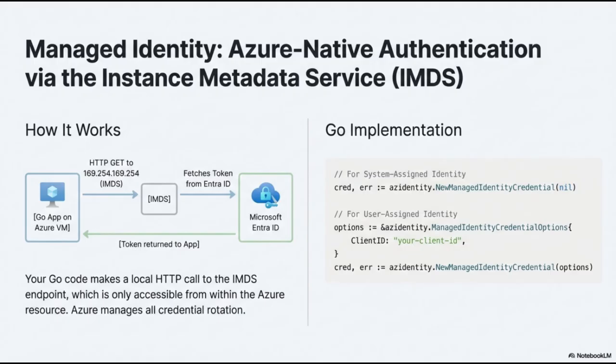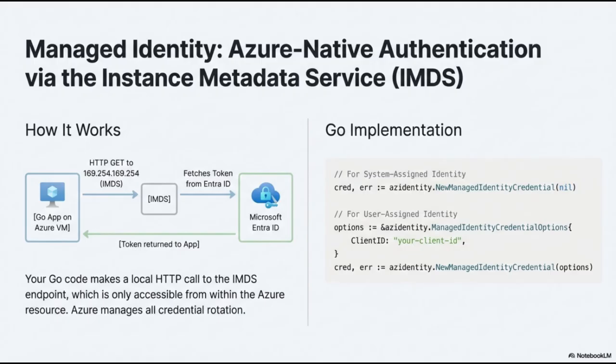169.254.169.254. As illustrated in the workflow, your Go application running on an Azure VM initiates an HTTP GET request to the local IMDS endpoint. The IMDS then communicates with Microsoft Entra ID to fetch an OAuth access token. This token is then returned directly to your application. Because this endpoint is only accessible from within the Azure resource itself, it provides a highly secure authentication boundary. Furthermore, Azure handles all aspects of credential rotation automatically, significantly reducing the risk of secret leakage.